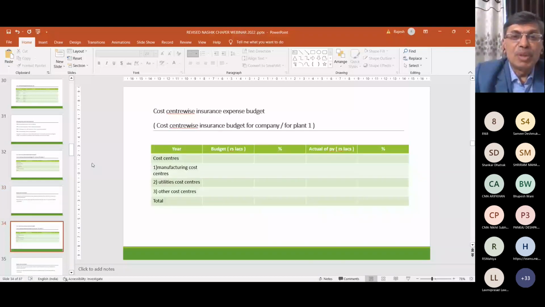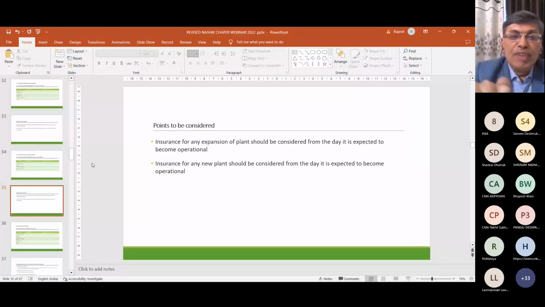Similarly, there will be cost center wise insurance expense budget. In that case also, the similar principle will be followed. Budget and actual, from the cost center, the value will be picked up here. Again, both the factors will be factored in: expansions of any plant or any new project which will become operational.